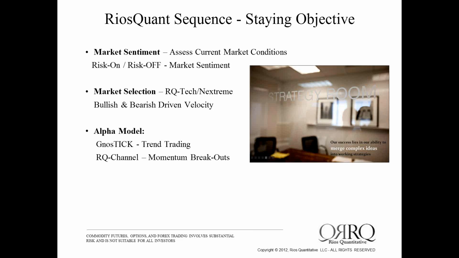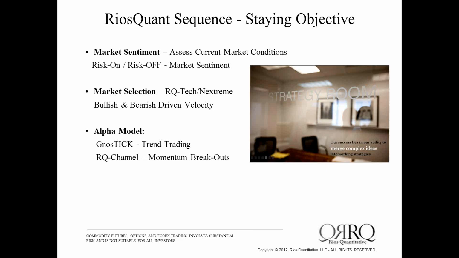Well, then step 2 in our sequence is market selection. Once we at a glance know what the trading environment is, we then want to be able to select a specific instrument that holds the highest probability of either a trend evolution or a trend continuation. So we go through market selection in this tool called the RQ Tech Next Stream. It identifies bullish and bearish price velocity, and all of this is going to be seen on my application. I use Ninja, and you'll see that very soon.